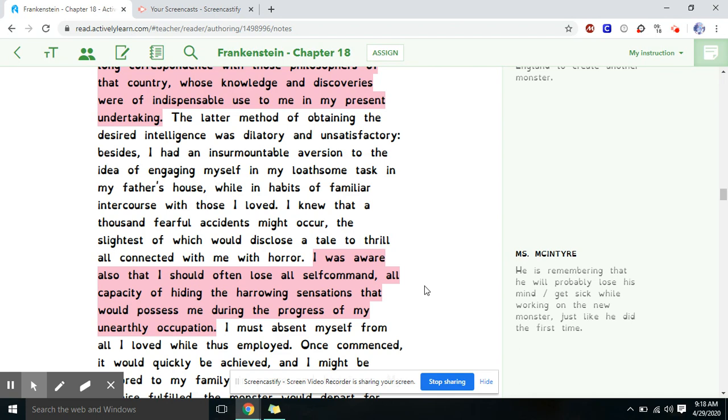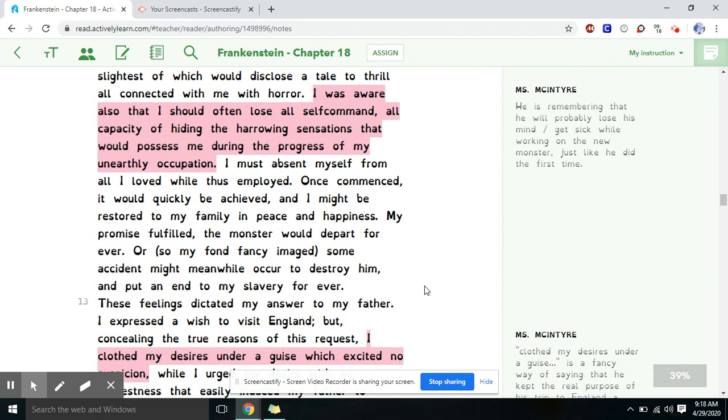I knew that 1,000 fearful accidents might occur, the slightest of which would disclose a tale to thrill all connected with me with horror. I was aware also that I should often lose all self-command, all capacity of hiding the harrowing sensations that would possess me during the progress of my unearthly occupation. I must absent myself from all I loved while thus employed. Once commenced, it would quickly be achieved, and I might be restored to my family in peace and happiness. My promise fulfilled, the monster would depart forever, or so my fond fancy imaged. Some accident might meanwhile occur to destroy him and put an end to my slavery forever.